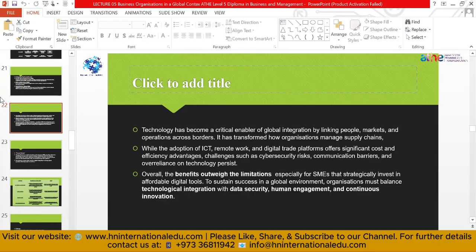To sustain success in the global environment, organizations must balance tech integration with data security. Security must be very strong. Human engagement, that is the skilled workforce we're going to hire, and continuous innovation. If there is a malfunction in any software system, any AI, the robot is not going to fix it. A human is going to fix it. Even robots are made by us, people. We are training them.